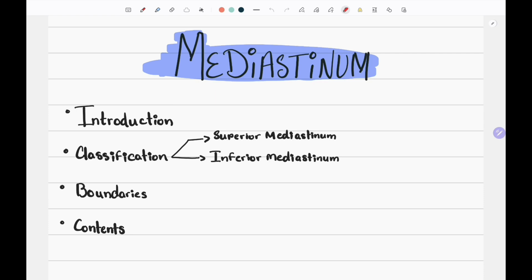Today we are going to cover an important topic, which is the mediastinum. In today's module we will be covering its introduction and classification: how the mediastinum is classified into superior and inferior mediastinum. Then the inferior mediastinum is further divided into three more types. We will cover that, along with boundaries and contents. So without wasting any further time, let's move ahead.